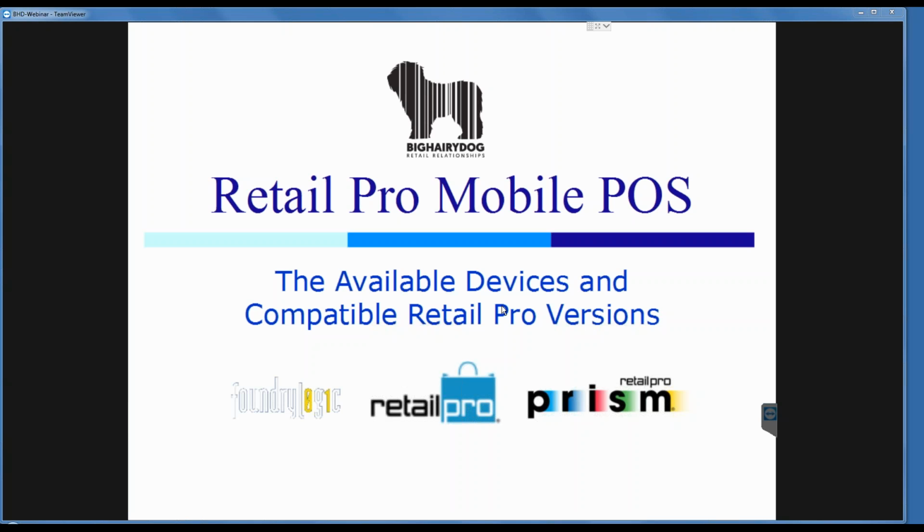So what we're intending on covering today is what your mobile POS options are for Retail Pro V8, V9, and Prism. What we're going to do here is cover the products, the Foundry Logic product and the Prism product, and try to outline the differences between them, what devices they run on, what options you have as far as credit card processing, that type of thing.